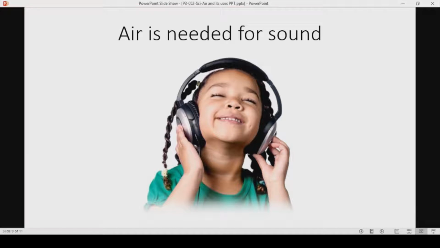Air is needed for sound. Who likes listening to music? Everybody. Good. Everybody likes listening to music. But do you know, if there was no air, no sound? Does anybody know how sound travels? On the airwaves. So if we didn't have air, we wouldn't have airwaves. That would mean no sound.